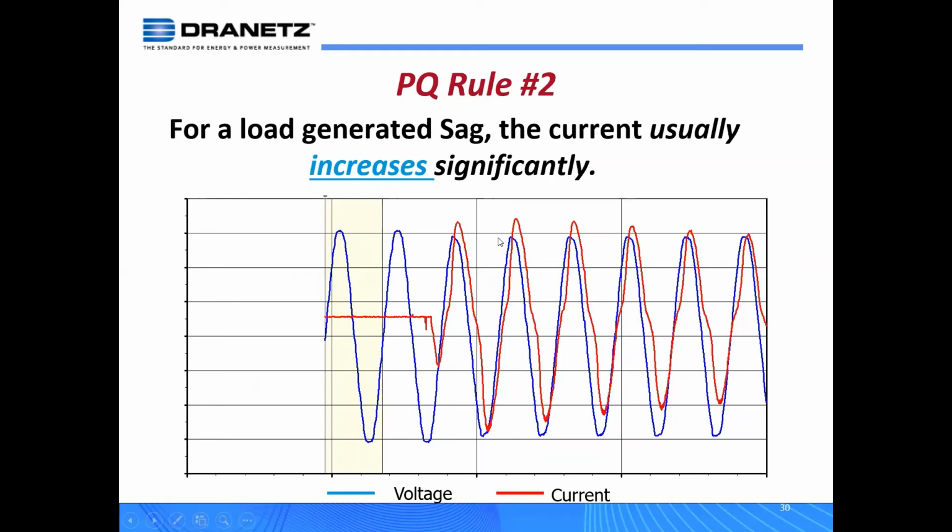So the opposite situation for a load generated sag, the current usually increases significantly. So you will see the voltage go down. You can see the voltage going down, but the current going up. In this example, you can see the current goes from zero and has a relatively high inrush. And if we follow this down, you can see it's reaching its steady state situation. So when you see the voltage and current inversely proportional to each other, that is typically a load generated sag.